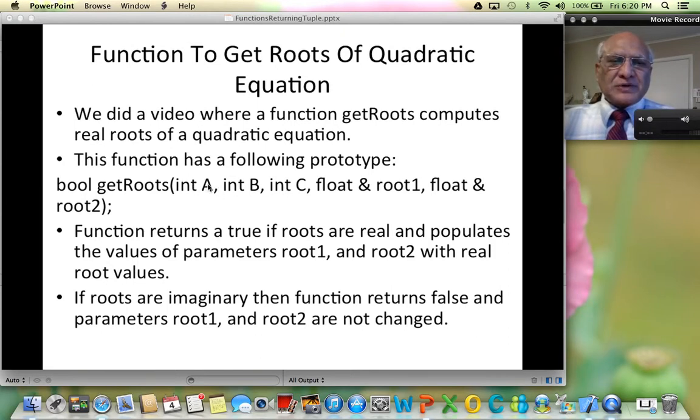A is the coefficient of x squared, b is the coefficient of x, and c is the constant, not a coefficient of x. So the three constants of the quadratic equation are taken as arguments. And then, by reference mechanism, two real roots are returned, root1 and root2. The function returns true if roots are real and populates the values of parameters root1 and root2 with real root values. If roots are imaginary, then the function returns false and root1 and root2 are not changed.